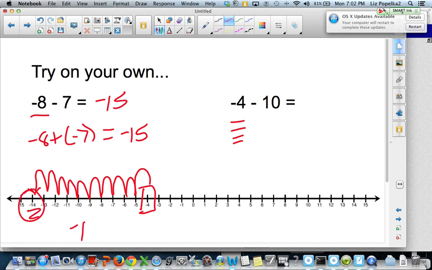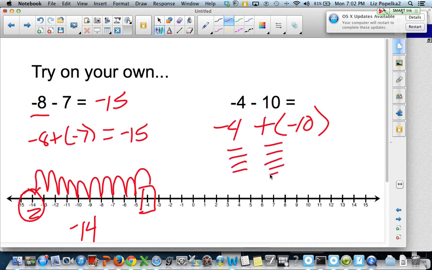Let's see if that's the same answer that we get if we add numbers together. So I'm going to change this to negative 4 plus negative 10. So 1, 2, 3, 4 negatives, then 1, 2, 3, 4, 5, 6, 7, 8, 9, 10 negatives. So negative 4 plus a negative 10 gives me a total of negative 14. So again, subtracting a positive number, so minus 10, and adding a negative number means the same thing.